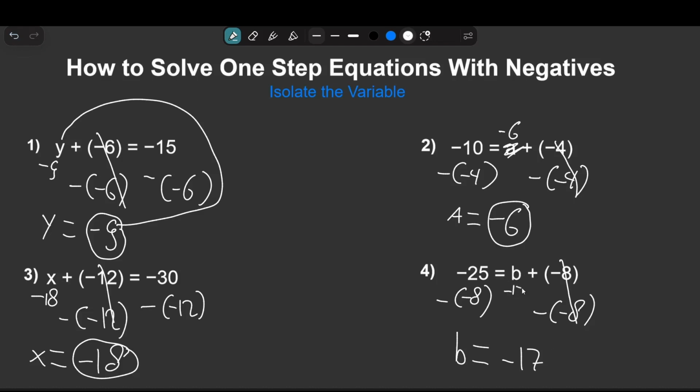Now for the last step, we're going to check. Minus 17, take away 8, so minus 17 minus 8 will equal minus 25. So now we know our answer is the correct answer.